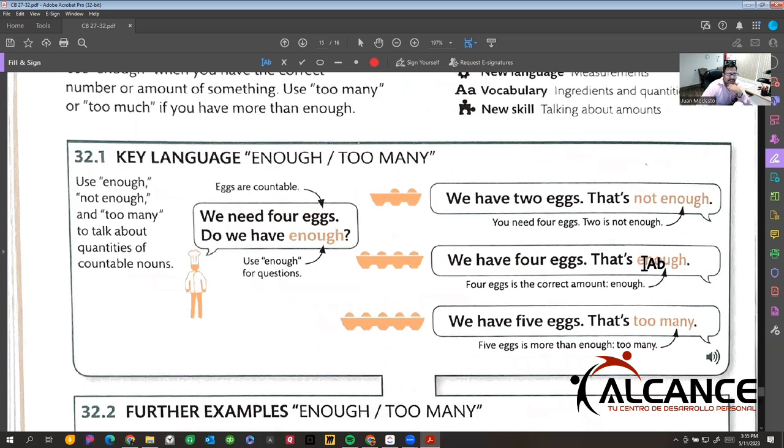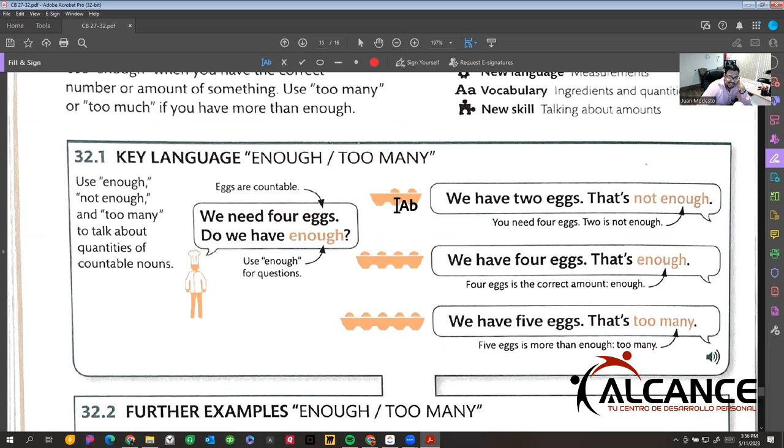Por último, ¿cómo se dice cuando estás preguntando si tienes suficientes cantidades? Se usa enough or too many. Suficientes o demasiados. Cuando estás preguntando si tienes suficiente de algo. When you have enough of something. We need 4 eggs. Do we have enough? Necesitamos 4 huevos. Tenemos suficientes.